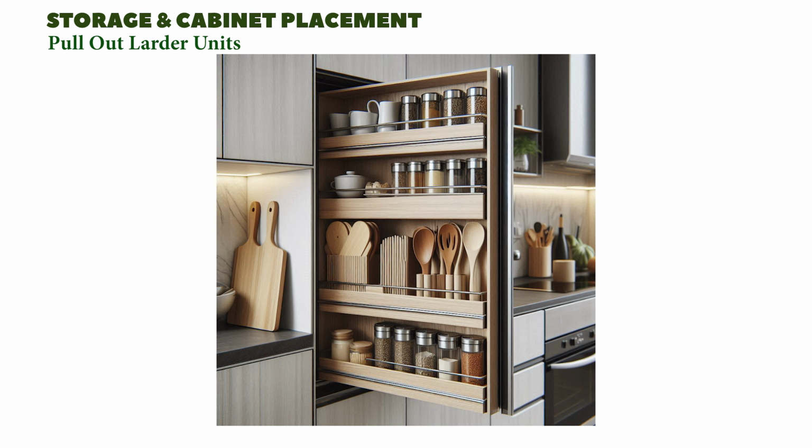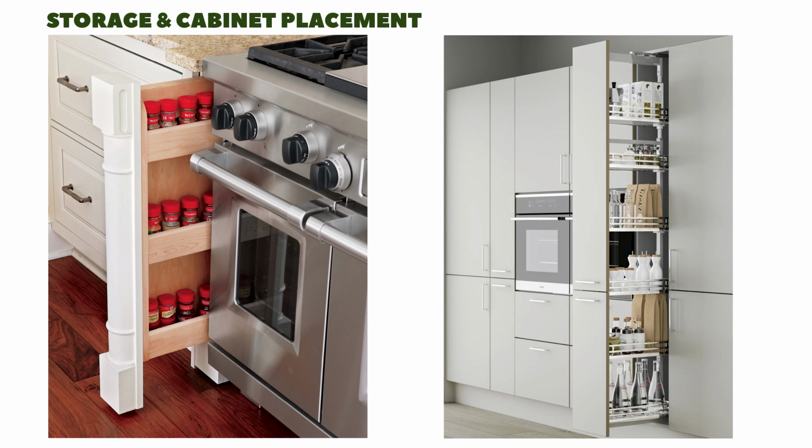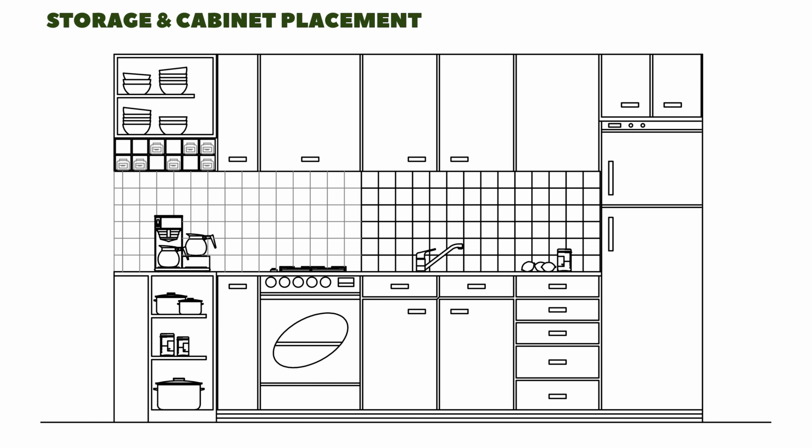Pull-out larger units are recommended for efficient kitchen storage, offering vertical space-saving solutions and easy access to contents. They are ideal for narrow spaces or pantry storage, customizable in height and configuration, and help reduce kitchen clutter. Make sure you're optimizing storage by planning around frequently used items. Pots and pans should be close to the stove, while cleaning supplies go under the sink.